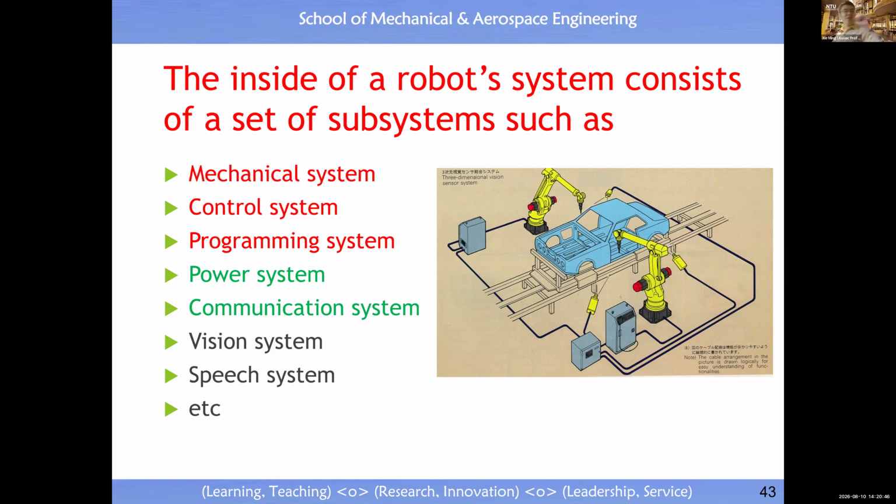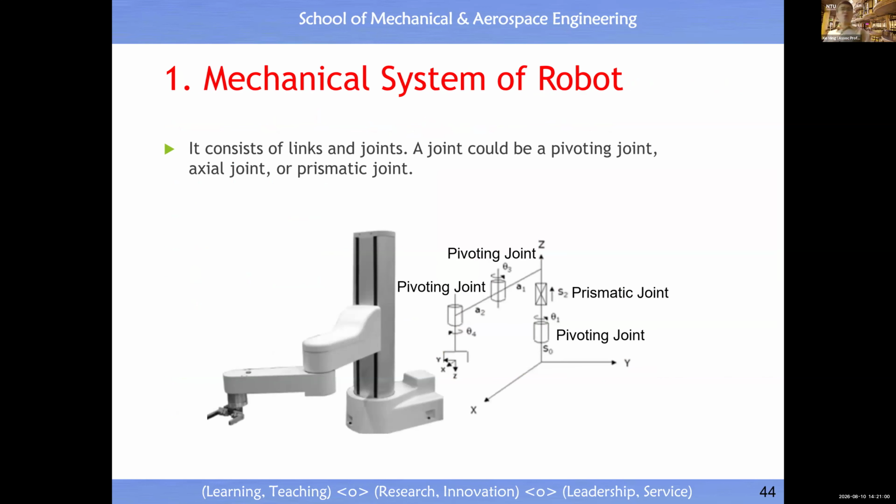So these 3 are very, very important, on top of a power system and communication system. But for an advanced robot, you must incorporate a vision system, speech system, etc. Clear? Then what do we mean by the mechanic system of a robot, and how complicated is it? Actually, it's very simple, right?